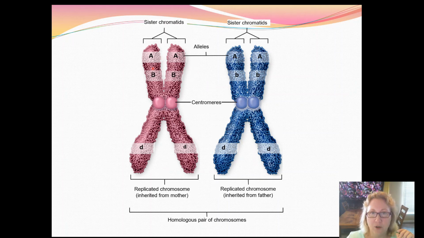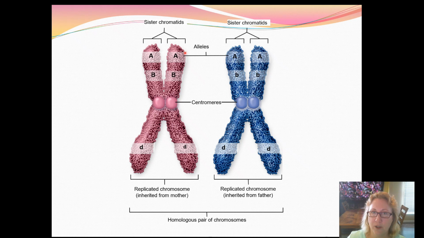So sister chromatids, our identical sister chromatids, are always going to have the same allele. So the capital and lowercase versions of these letters represent different versions of that gene. So the A gene, the B gene, and the D gene here. So the sister chromatids are always going to be identical. But if we compare our homologous chromosomes, they are not always going to be identical.